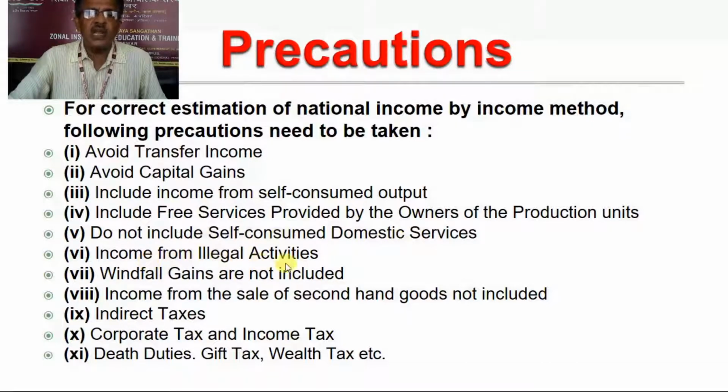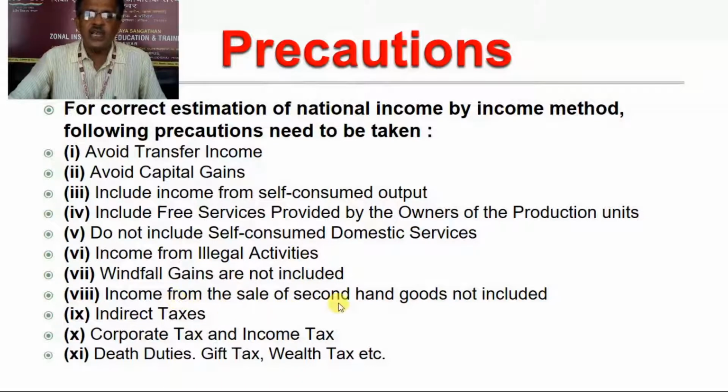Income from illegal activities like black marketing, theft, corruption, etc. So the income from all those activities should not be a part of the national income because it cannot be accounted for, as these are illegal activities. Windfall gains are not included. The income from lotteries cannot be included in the national income because they are declared as illegal.